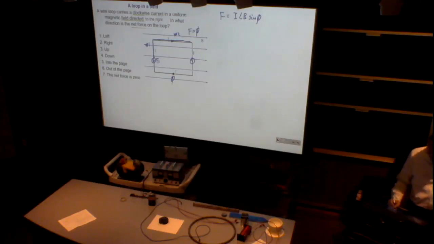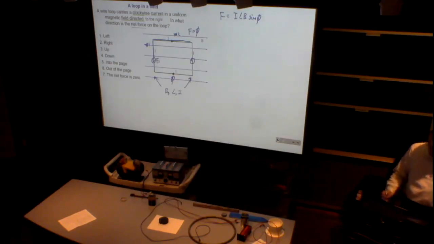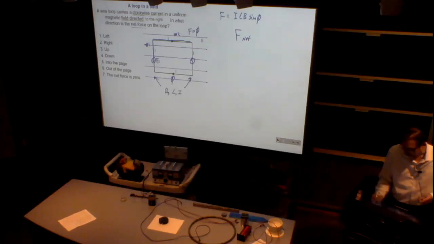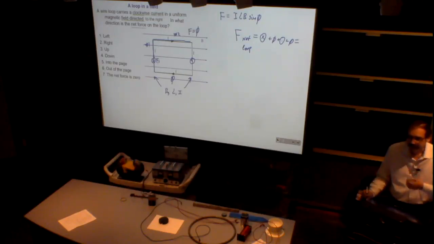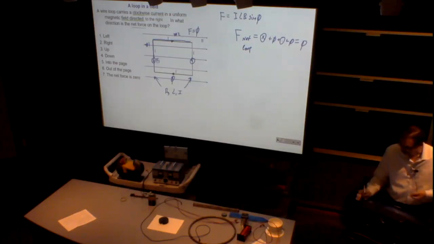So we have 2 forces which must have the same magnitude, because for each force the magnetic field is the same, length is the same, and electric current is the same. So the net force acting on the whole loop will be equal to what? Into plus 0 plus out plus 0. What does it tell us? 0. There is no net force.